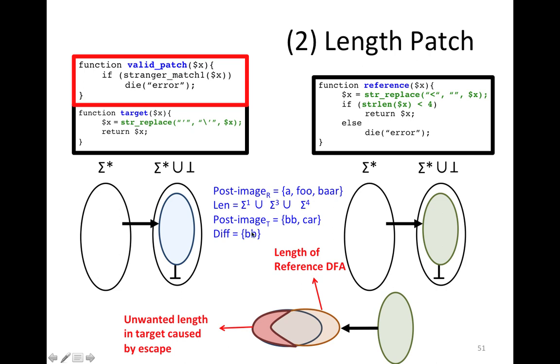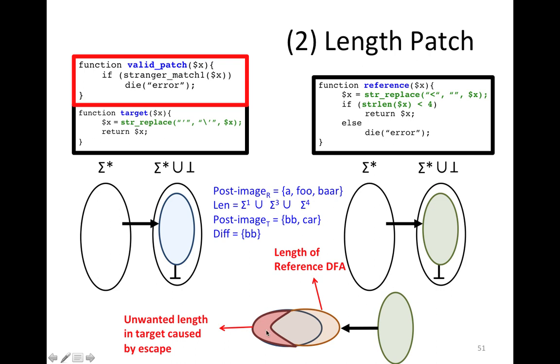Okay, and let's look at this simple example. Suppose that this is the post image of the target, just hypothetical. This is not the actual post image of this target, but just assume that this is the post image, and this is the post image of the reference. And this is the length automata that we get from the reference. Of course, the strings here that differ from these strings in length are BB, because BB is of length 2. Car is of length 3. There are strings of length 3 here, but there is no string of length 2 here. Okay, and this is what we are going to do here.